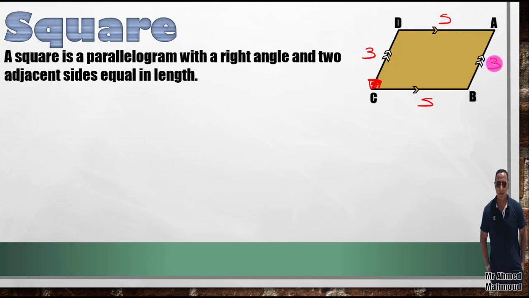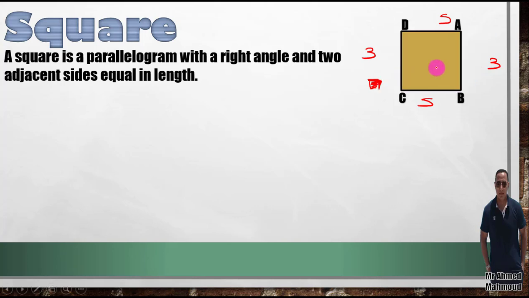Now if I make the two adjacent sides 3 and 3, and at the same time I change angle C to be a right angle, the parallelogram will be like this. Will it change? It will be like this, in which all its sides are equal and all its angles are right. So the square is a parallelogram in which I did two changes: change in the angles, make them right, and change in the sides, make them equal.